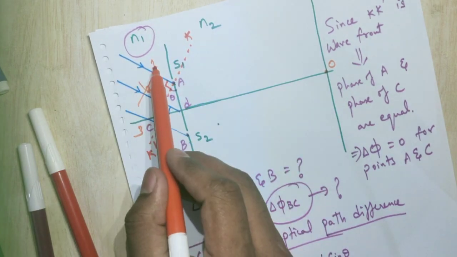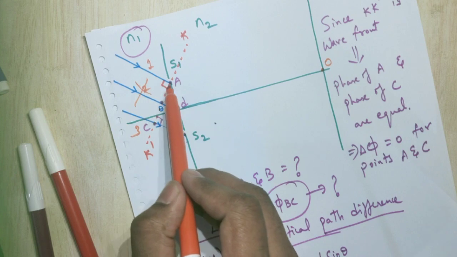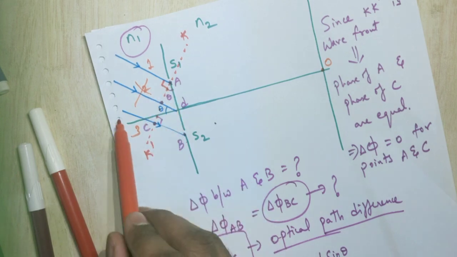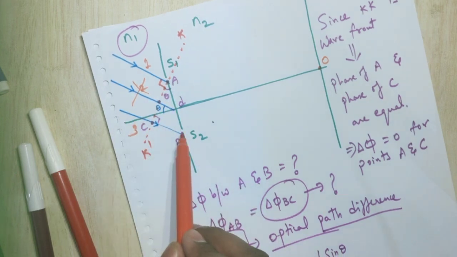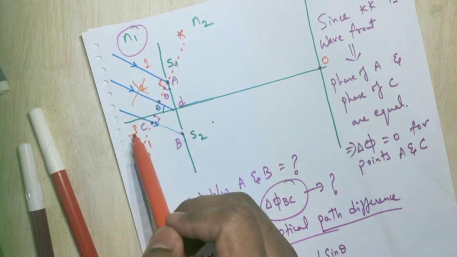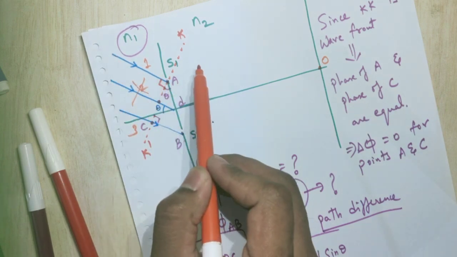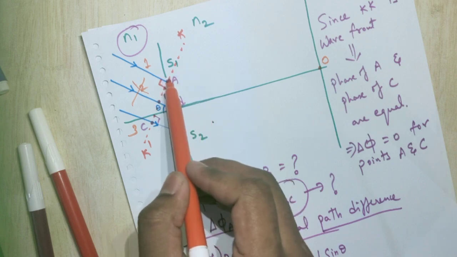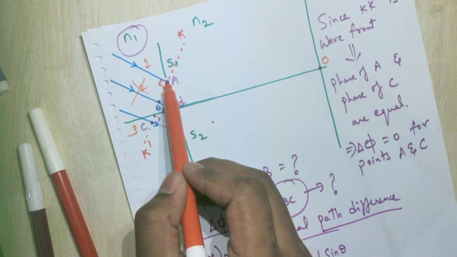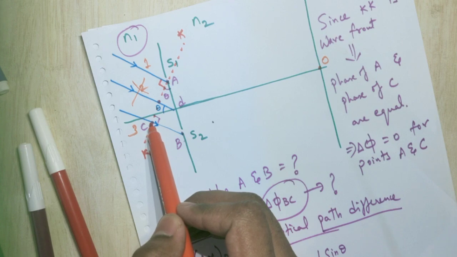Okay, out of 1 and 3, the first ray is leading, the third ray is lagging. Or you can say the first ray is ahead of the third ray. Why? The first ray is already entering into medium 2. At that time, the similar phase to this point is at this point.